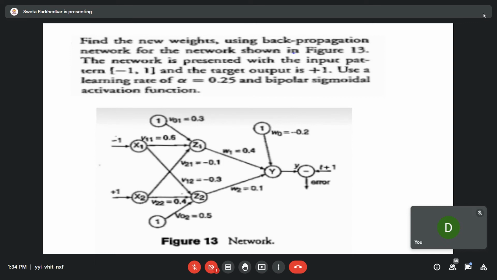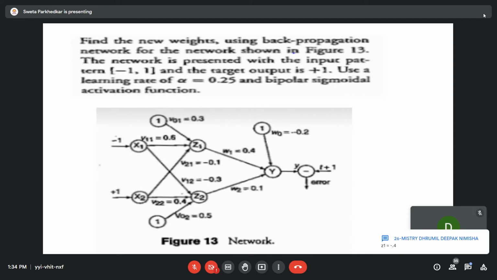Now, what is given here? The input pattern consists of -1 and +1, meaning it's the same as 0 and 1. Here the bipolar inputs are given, that is -1 and +1, and the initial weights at Z1 and Z2. Who will tell?